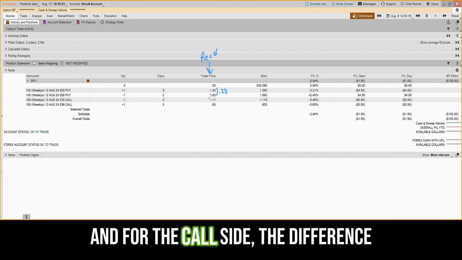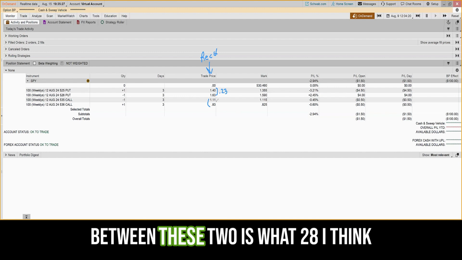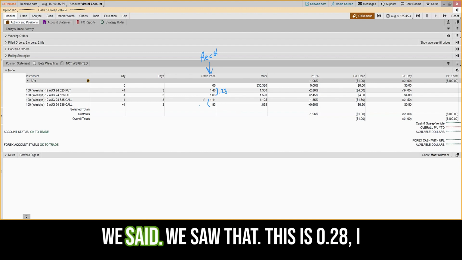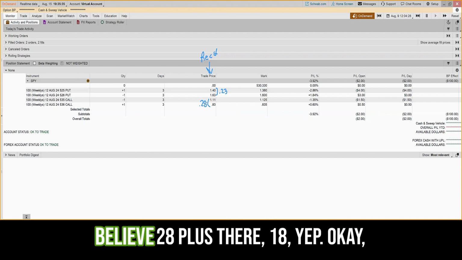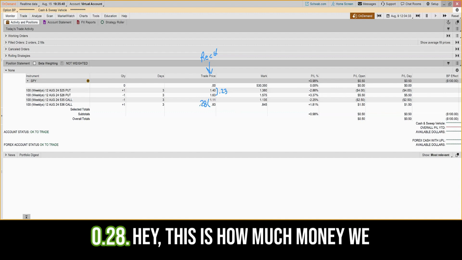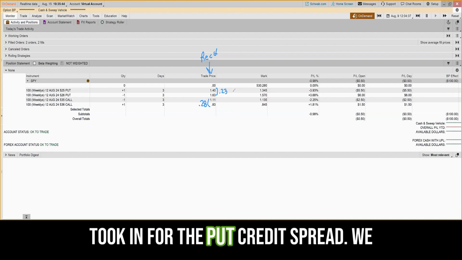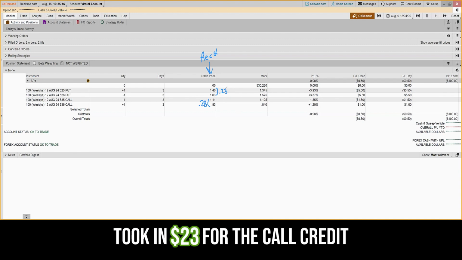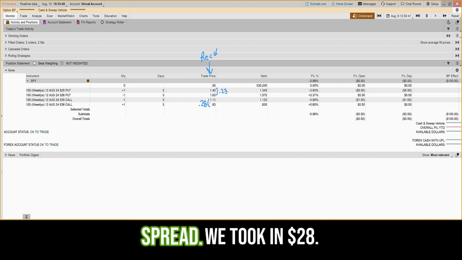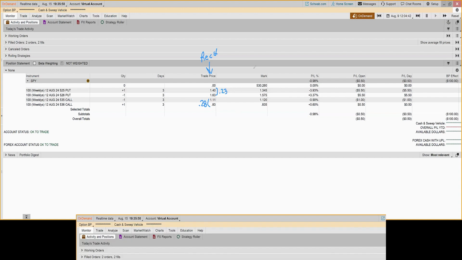And for the call side, the difference between these two is what, 28, I think we said. We saw that. This is 0.28, I believe. Yep. Okay. 0.28. Okay, this is how much money we took in. For the put credit spread, we took in $23. For the call credit spread, we took in $28.